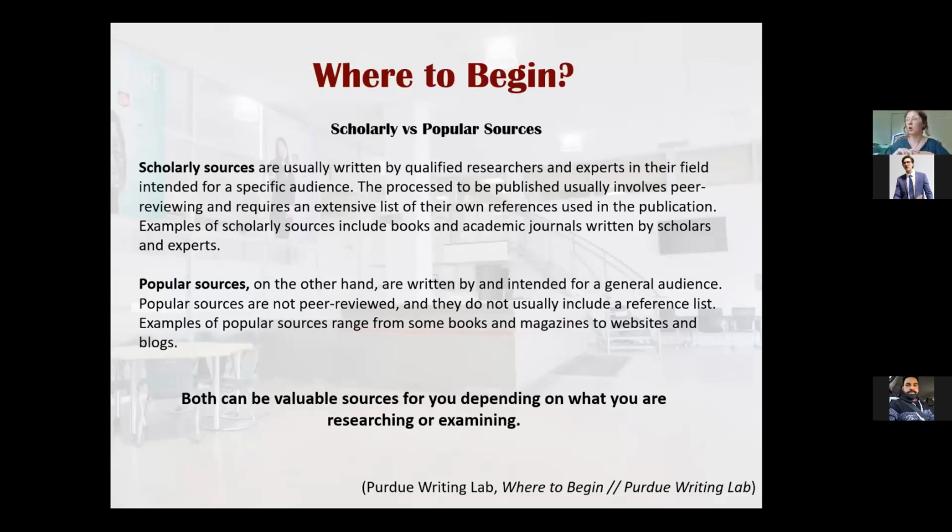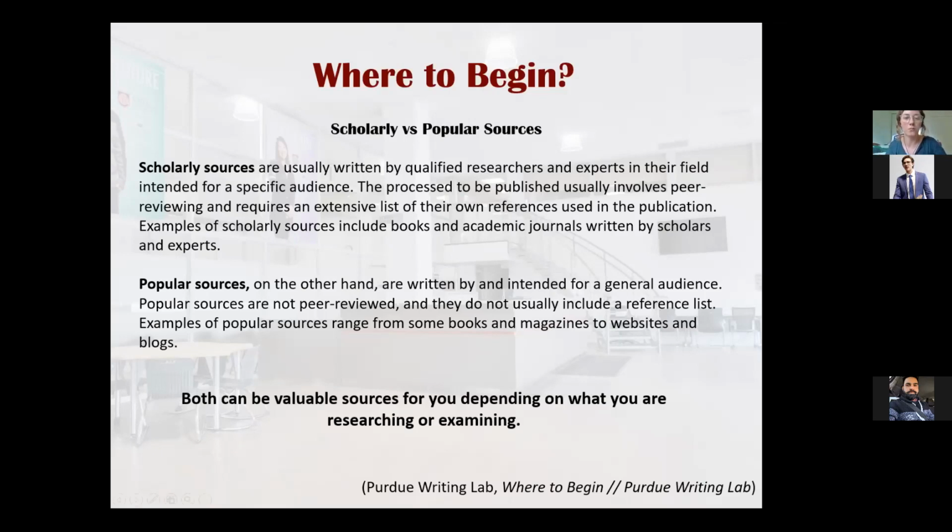So I'm just going to go over quickly a couple different types of sources. We're just going to touch on this really quickly, but two types of sources that you are going to find when you are looking for resources are scholarly sources and also popular sources. So a scholarly source is something that is written by a qualified researcher, an expert in their field, and it's intended for a specific audience.